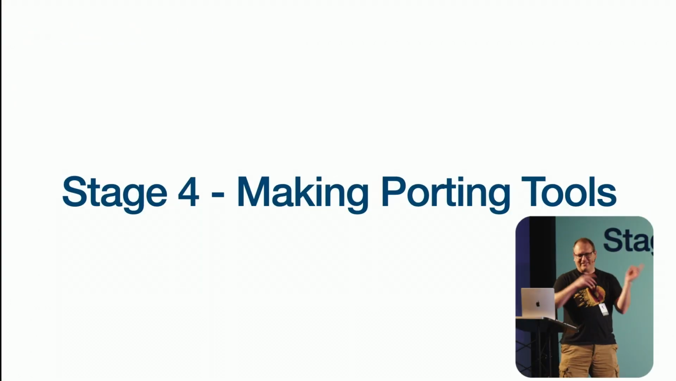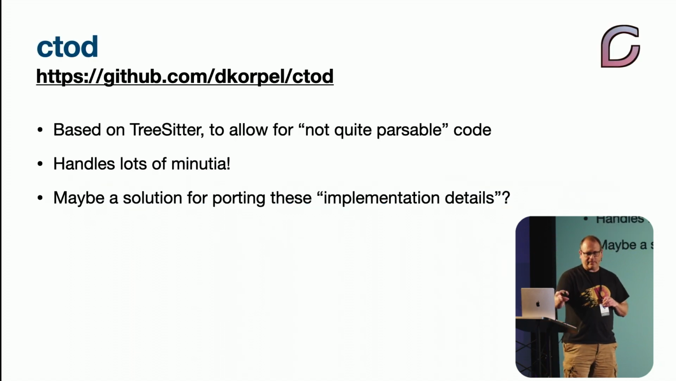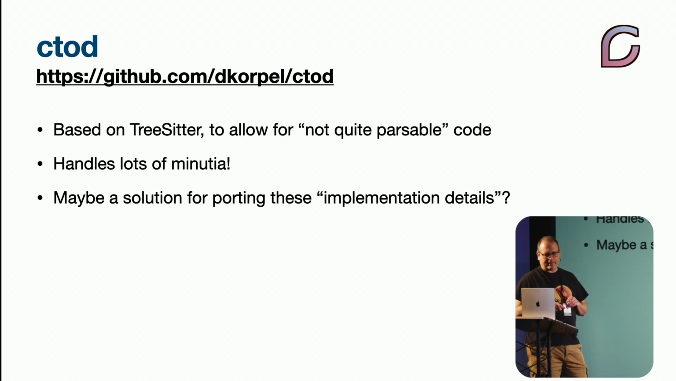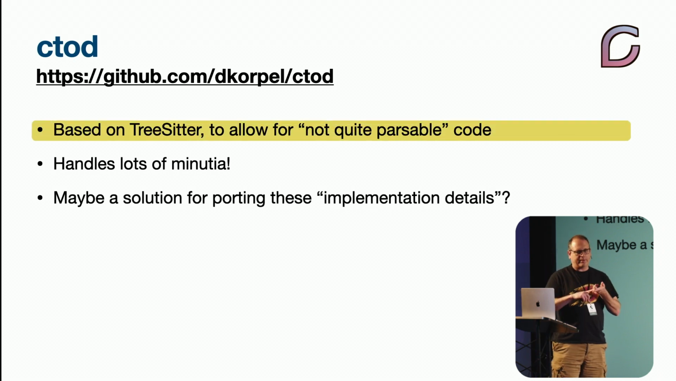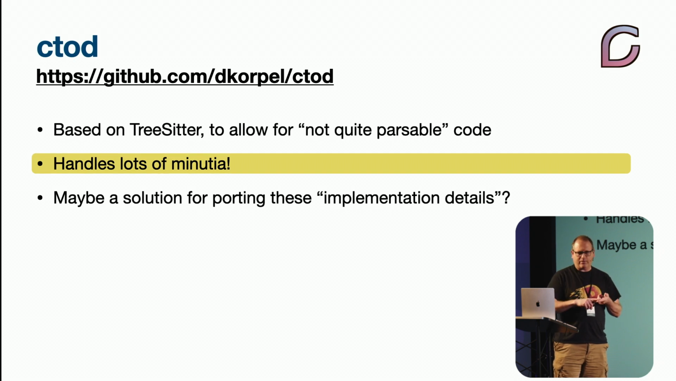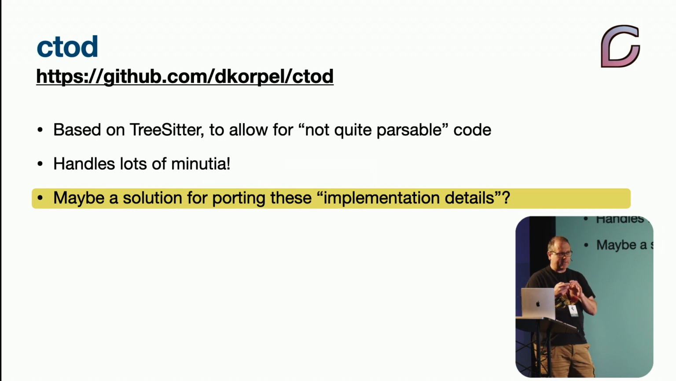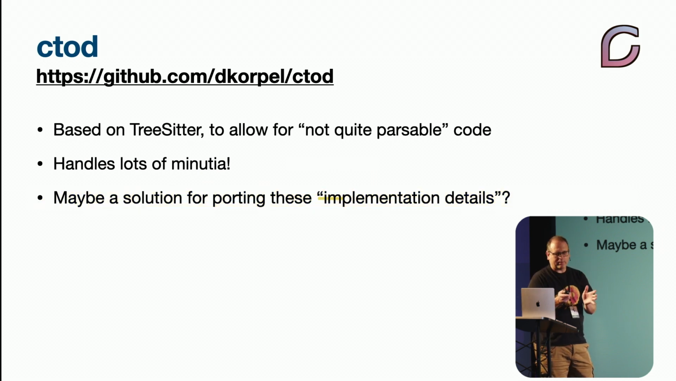So, now we're moving on to stage 4. Now that I realize I can do this, I need some more tools, or I need to deal with ctod and make that tool work. So ctod is the tool that we're talking about. Again, watch Dennis's talk last year. Based on tree-sitter, it allows you to deal with not quite parsable code. Thank you, C preprocessor. It handles a lot of the minutia, like the null to null, the pointer, all that stuff. Maybe it's a solution to porting these implementation details. Great, I could try it out. I did.